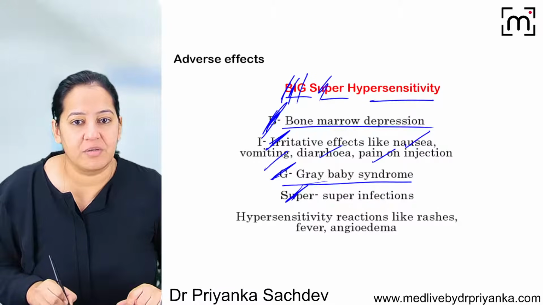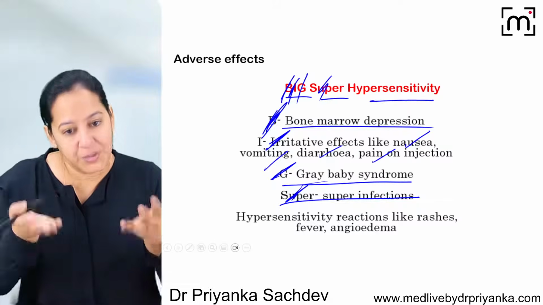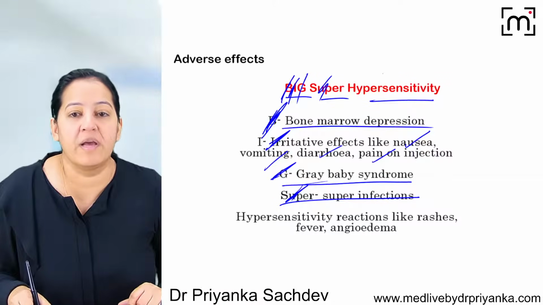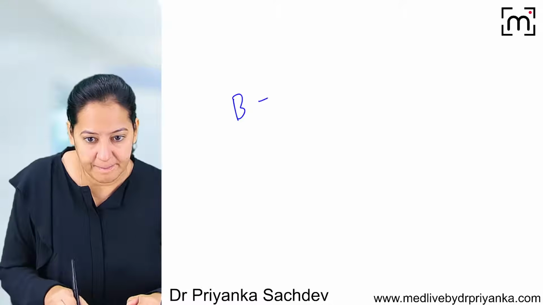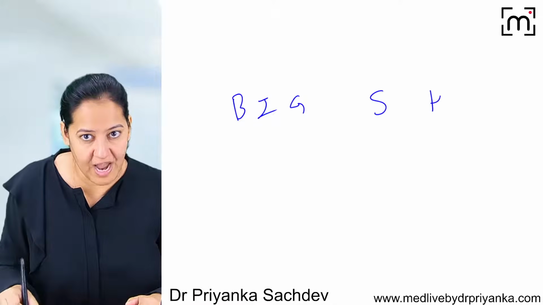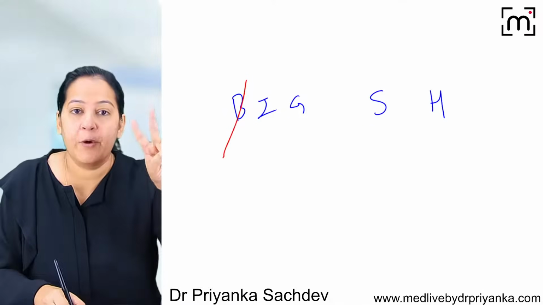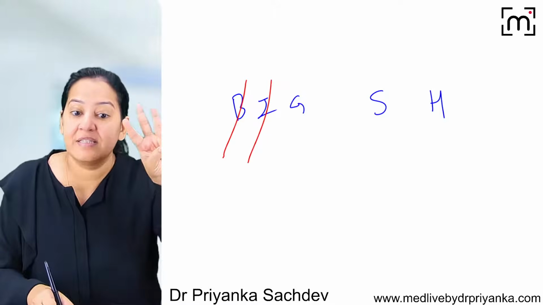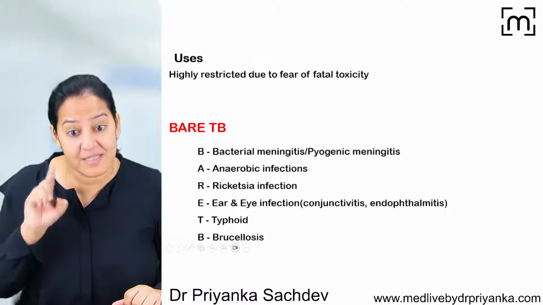Super is super infection. Why super infection? Patient has pancytopenia, patient has less WBC. So recurrent infections, super infections are common. And hypersensitivity. Hypersensitivity allergies are common. So BIG SUPER hypersensitivity. This is the mnemonic. It is bone marrow suppression, irritative effects, gray baby syndrome, super infection and hypersensitivity. This is the adverse effect.